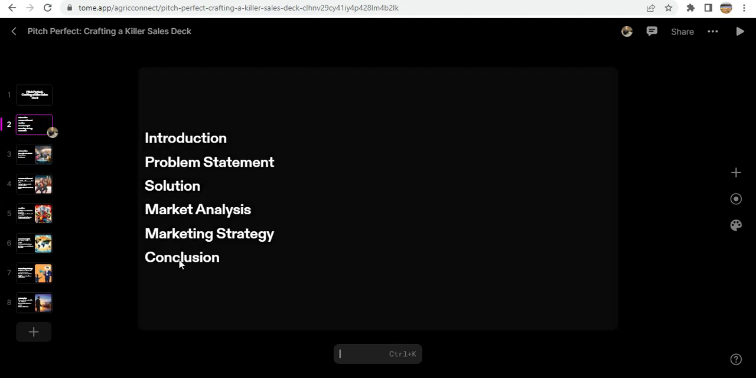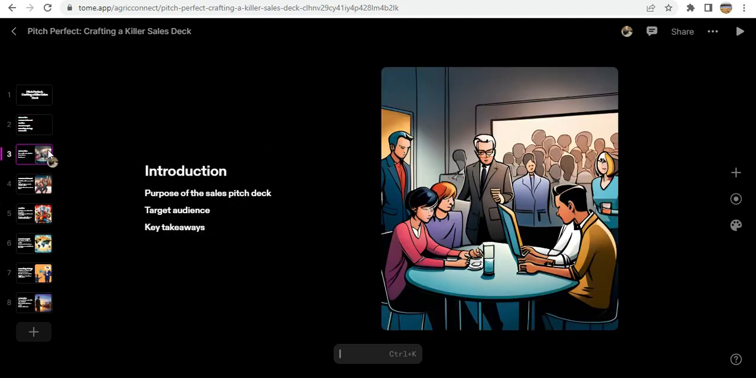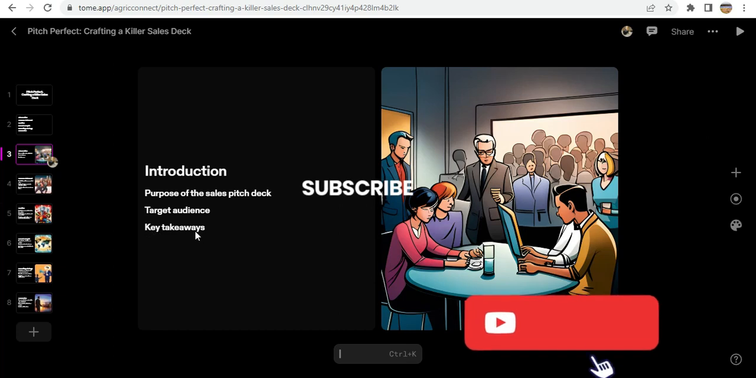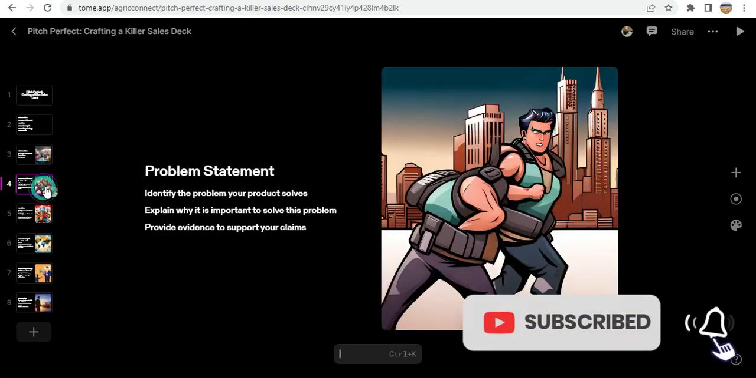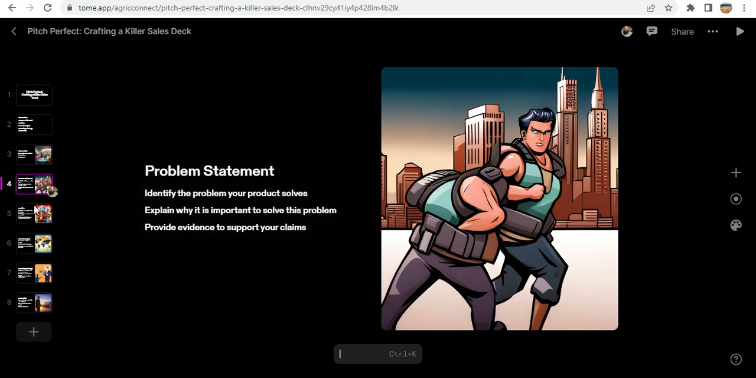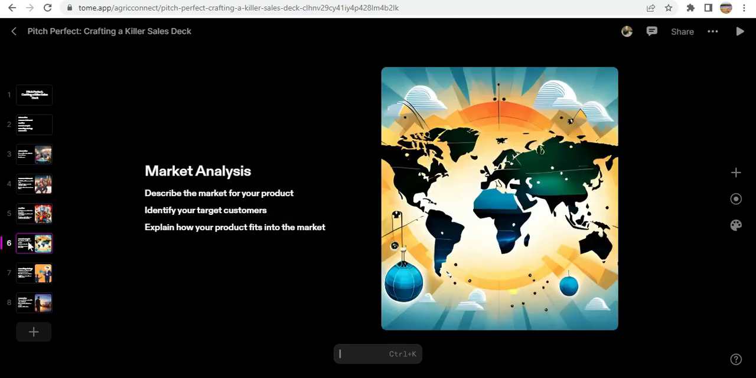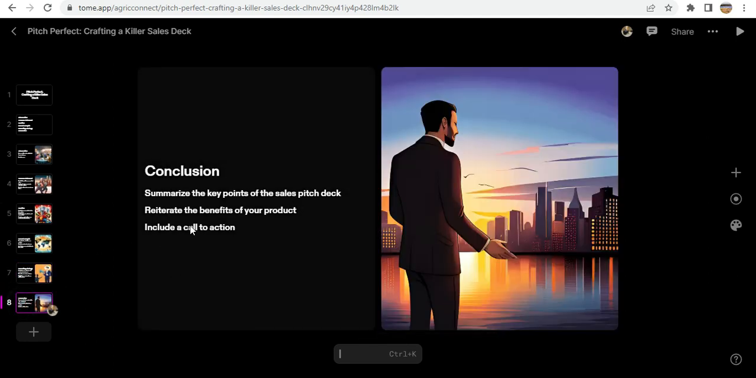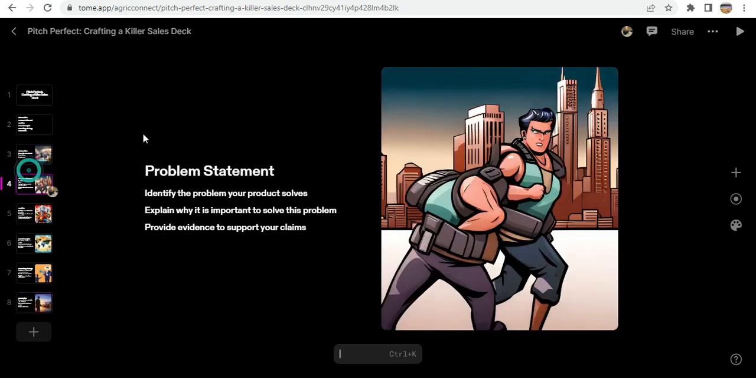So we have an overview, and then it comes to introduction, purpose of the sale pitch. So it tells us the purpose of sale pitch. You can talk about the purpose of sale pitch, the target audience, and then the key takeaways. And then on the next one, the problem statements. These are questions that maybe you can answer for yourself. Solution, you can present the solution. The market analysis, you can do the market analysis, the marketing strategy, and then the conclusion. So these are all outlines of your presentations that you can answer to it.